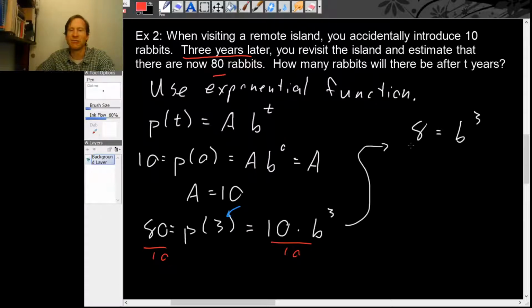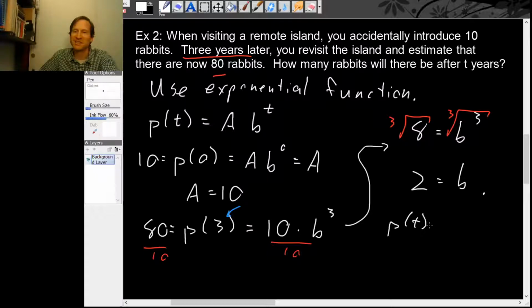And now we can take square roots. Not square roots, how about cube roots? Just to isolate b. And we get, oh, we got 2 again. So our population function this time was 10 times 2 to the t. Okay.